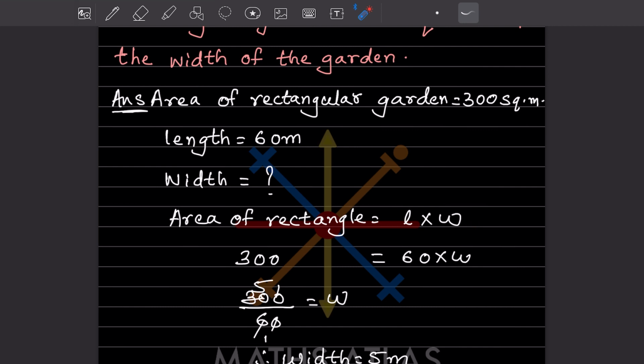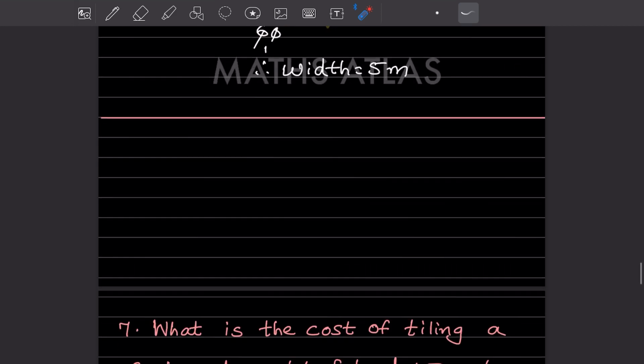So here 300, you are going to write it here. Length 60 is given. This is not given. So 300 here. This goes to the denominator. So 0 and 0 get cut. 6 ones are 6, 6 fives are 30. So 5 is the width. The width is 5 meter.